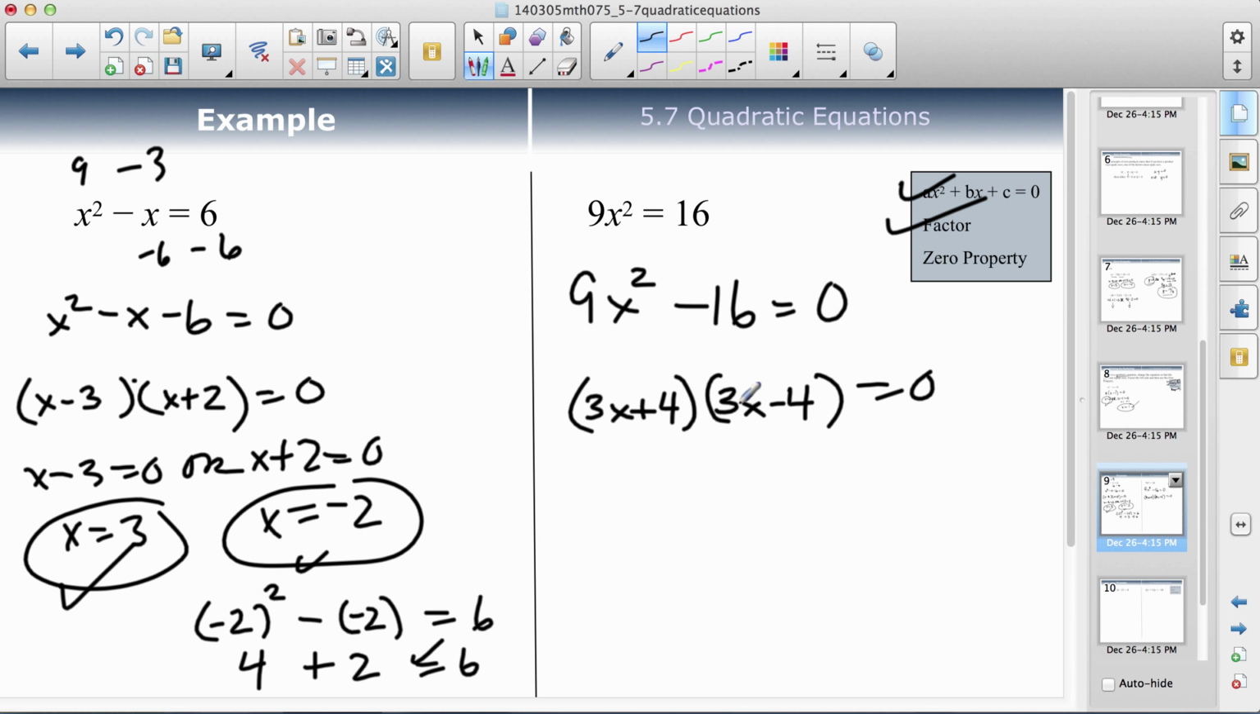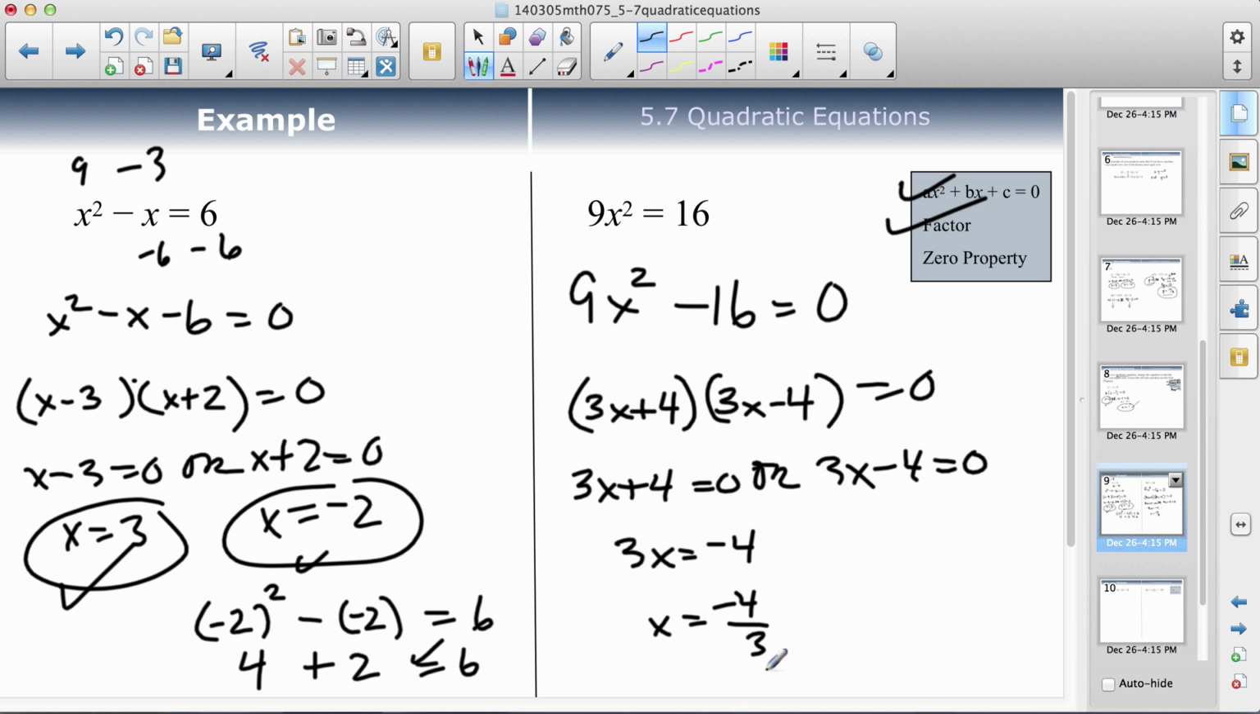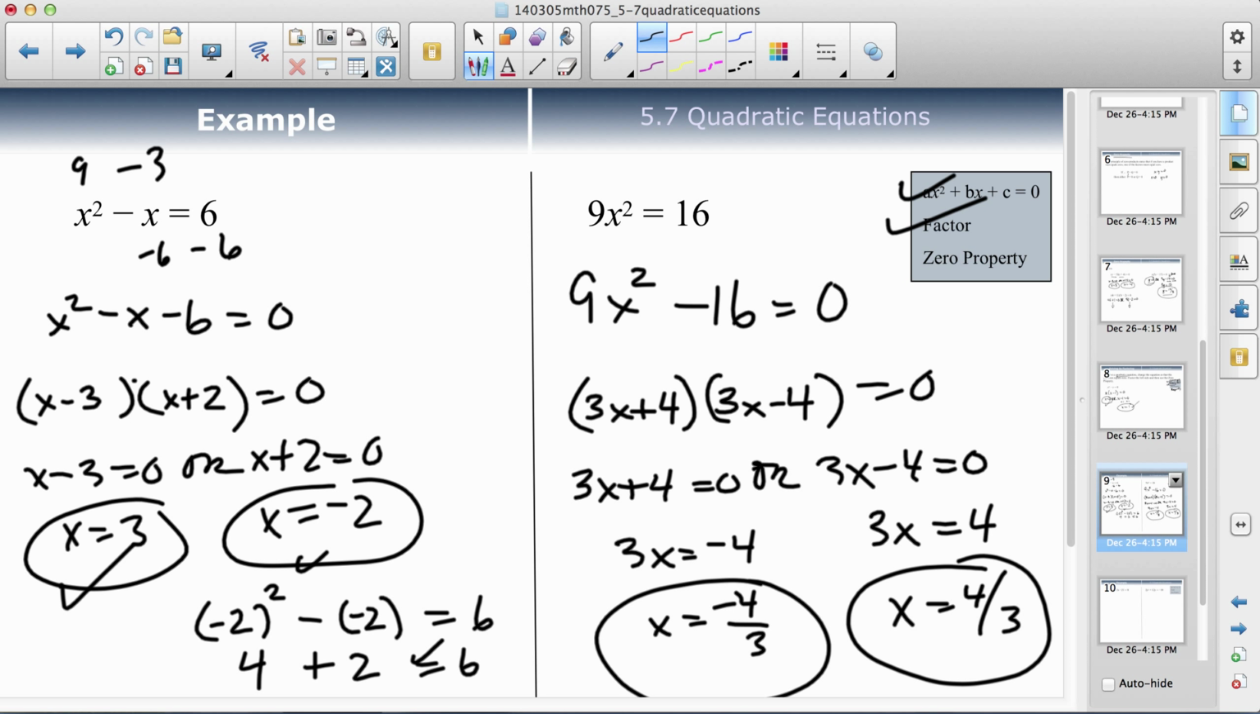This times this equals 0. One of them's got to be 0. So 3x plus 4 is 0, or 3x minus 4 is equal to 0. Take the 4 over and subtract. Divide both sides by 3. I get negative 4/3. Same thing here. Move the 4 over and so I'll add both sides, and then divide both sides by 3. So my answers are negative 4/3 and positive 4/3.